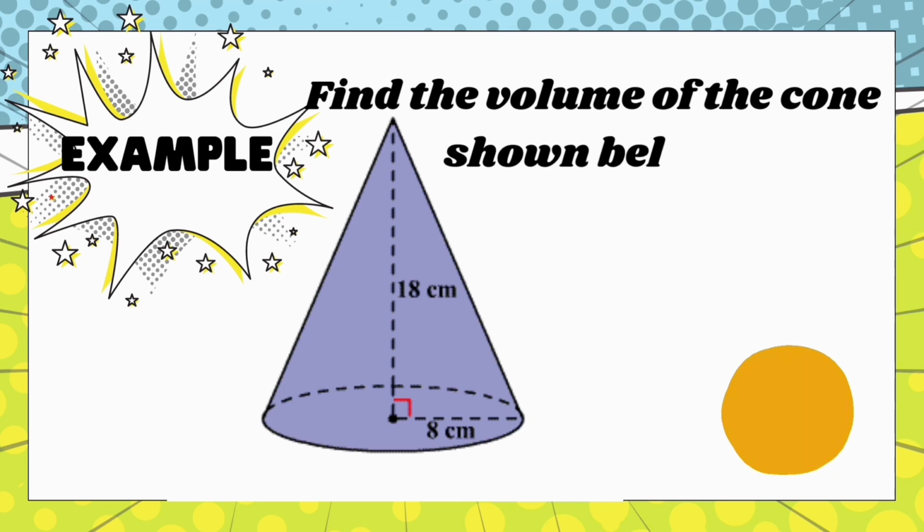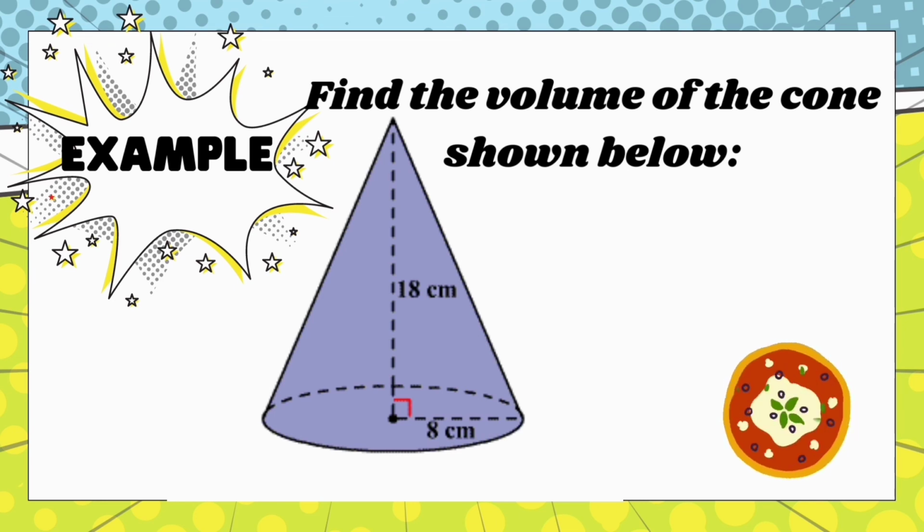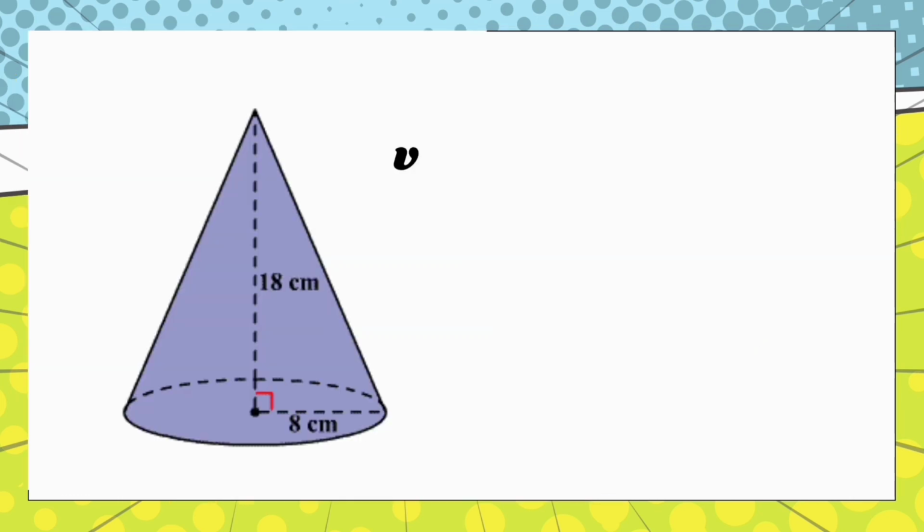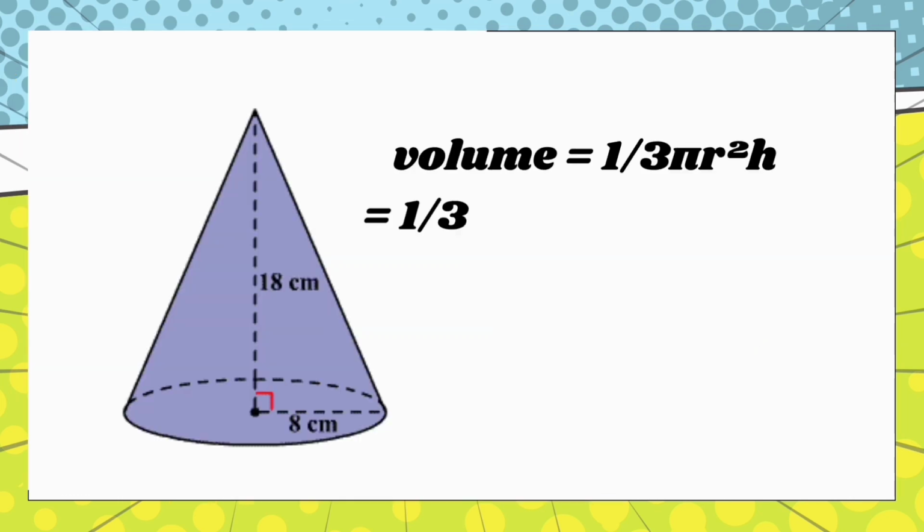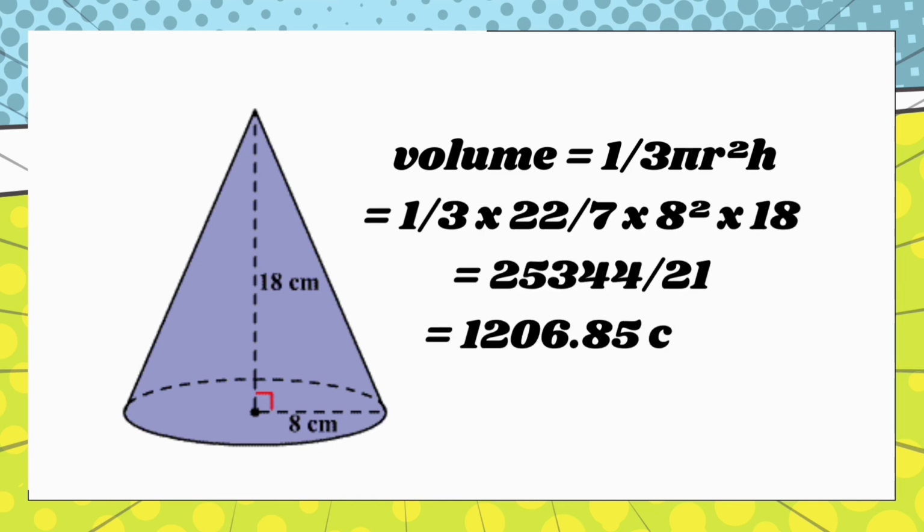Lastly, let's take a problem involving the volume of a cone. You are asked to find the volume of the cone, which is shown on the screen. And so the height of the cone is 18, while the radius is 8. So the volume of the cone will be equal to 1/3 pi r squared times the height of the cone. Substituting into the formula for the volume of a cone, you are going to have 25,344 divided by 21, which will give you 1206.85 centimeter cube as the volume of the cone.